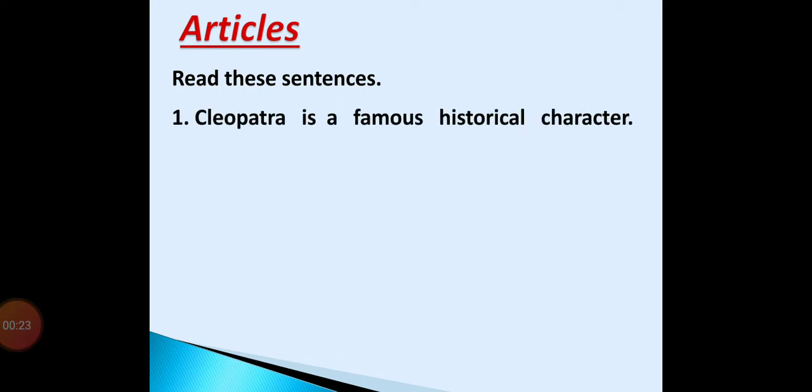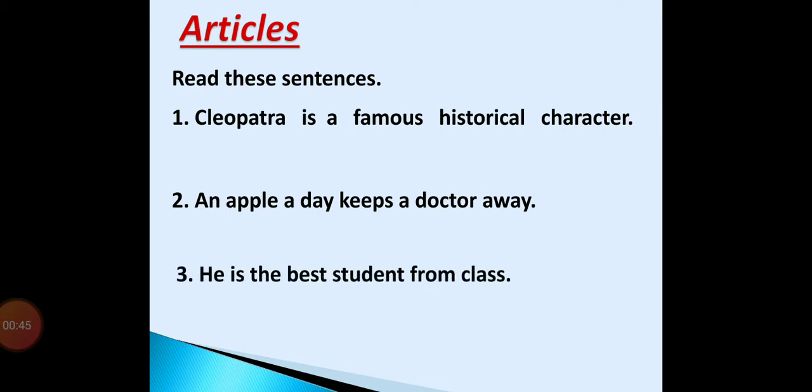The first sentence is: Cleopatra is a famous historical character. What is the first sentence? Cleopatra is a famous historical character. Second sentence is: An apple a day keeps a doctor away. An apple a day keeps a doctor away. And the third sentence is: He is the best student from class. He is the best student from class.